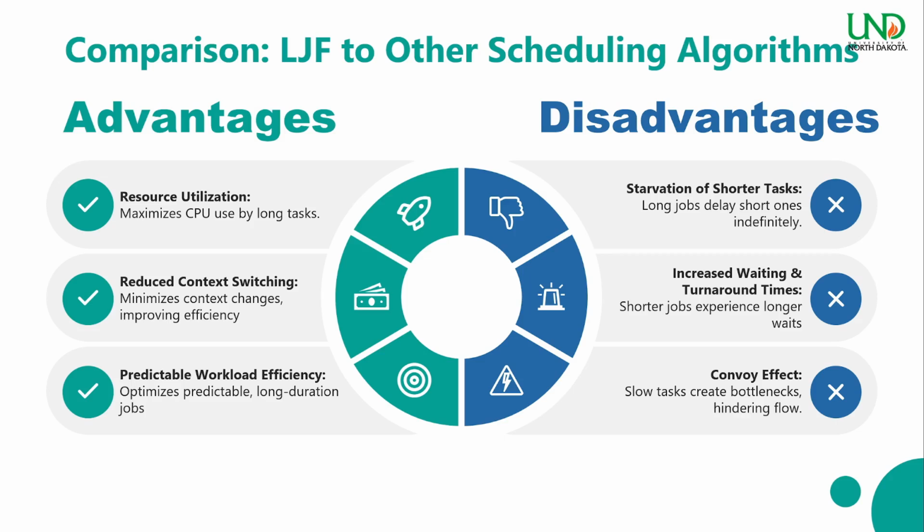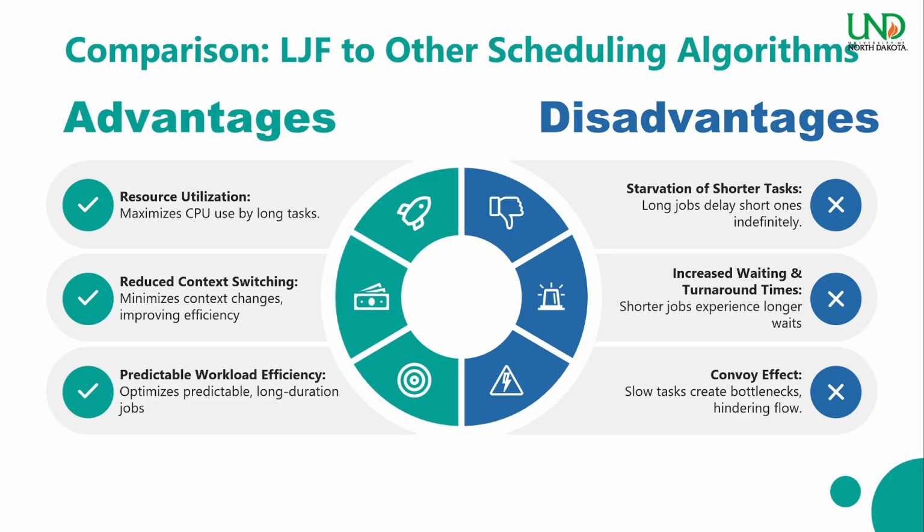Another benefit is the reduced context switching. Because LJF runs each task to completion, there's minimal overhead from frequently switching between processes. This improves overall system efficiency by avoiding the extra time and resources required to save and restore process states. Finally, LJF optimizes predictable workloads. By focusing on long duration jobs, it can provide consistent throughput for jobs of similar size, making it ideal for environments with well-defined task mixes.